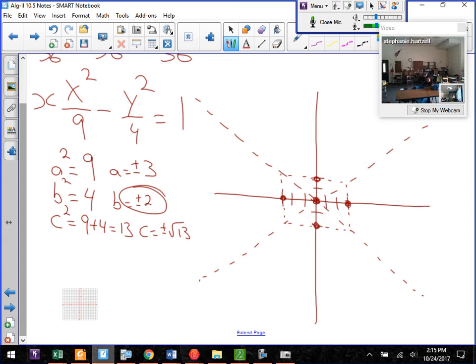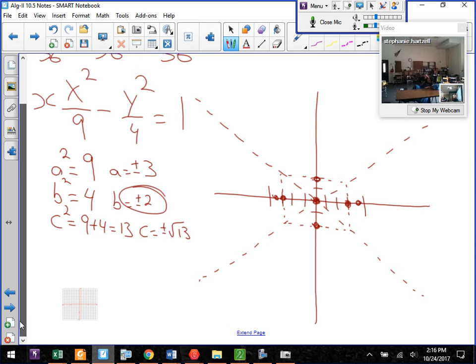The value of C is the square root of 13. The square root of 13 is more than what and less than what perfect squares? Yeah, it's more than 9, less than 16, so it's somewhere between 3 and 4. Here-ish and here-ish. So just like you did yesterday, now do you have all these values you can label?